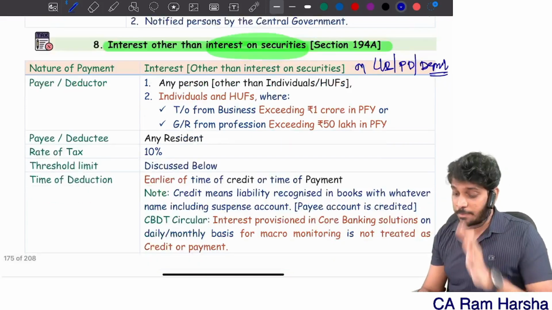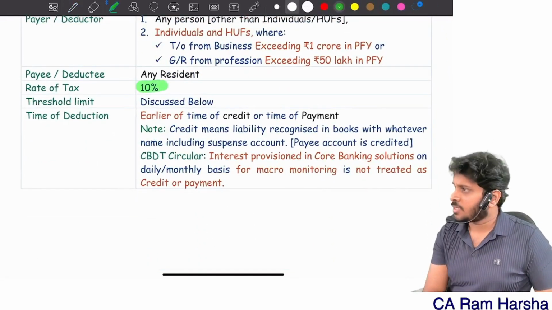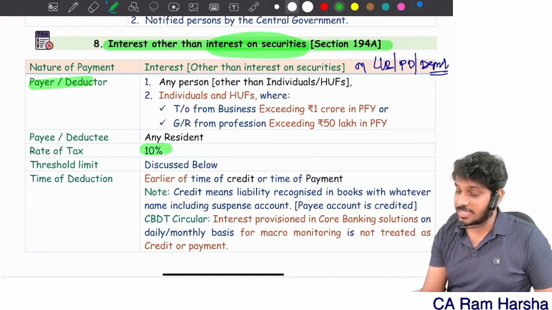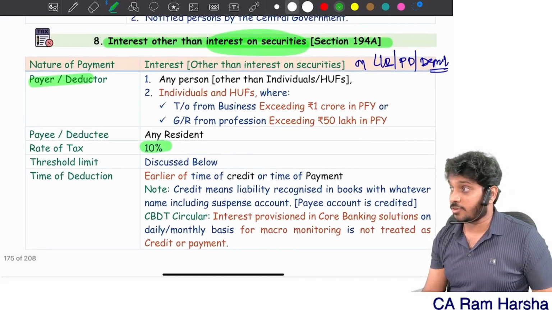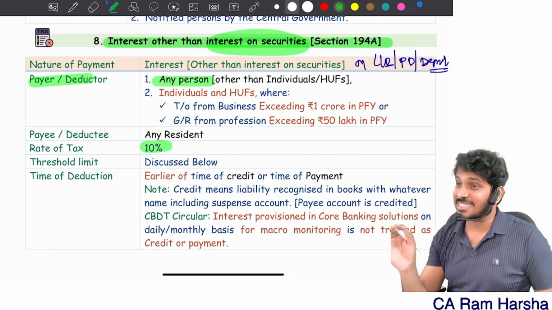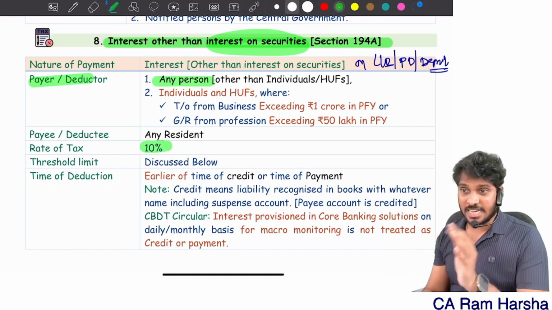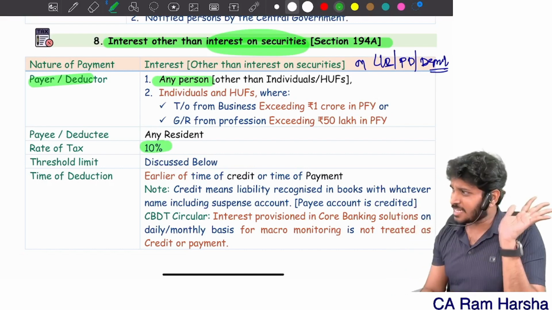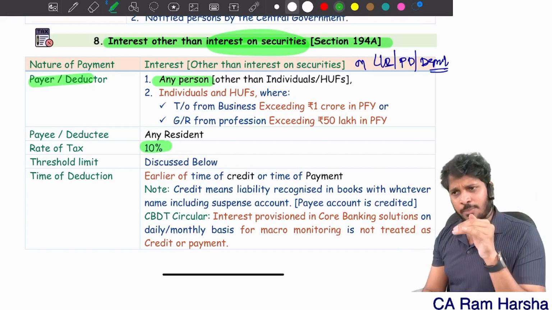Then TDS will apply. At what rate? Same 10%. But this section is applicable only for any person other than individual and HUF. This section is applicable for any person other than an individual or HUF. But what about individual and HUF?